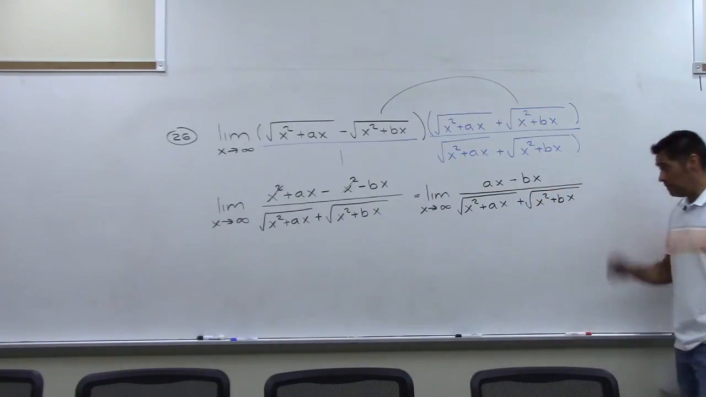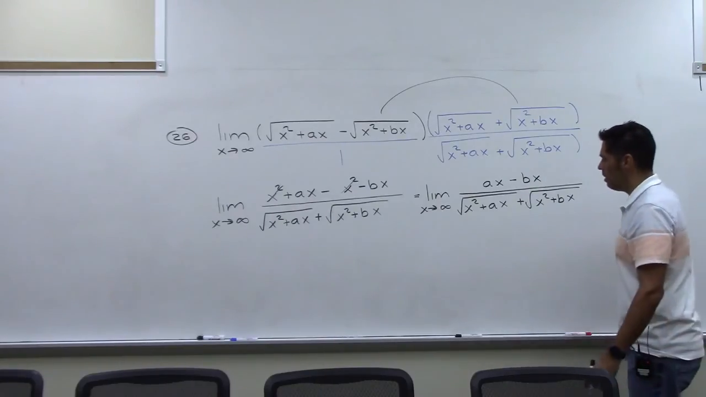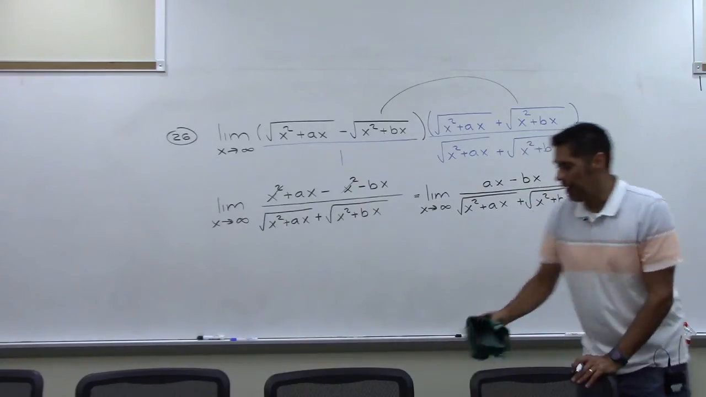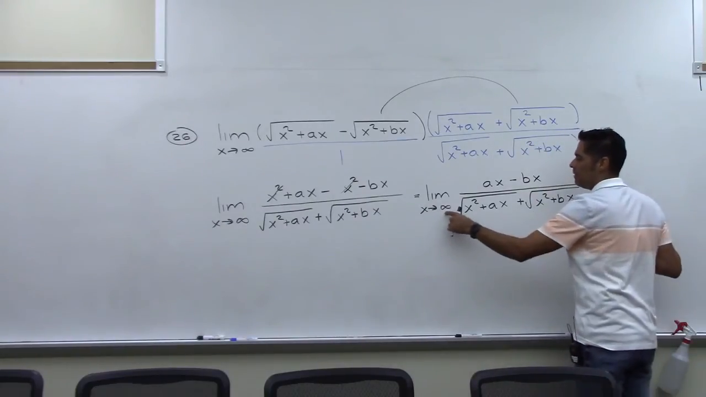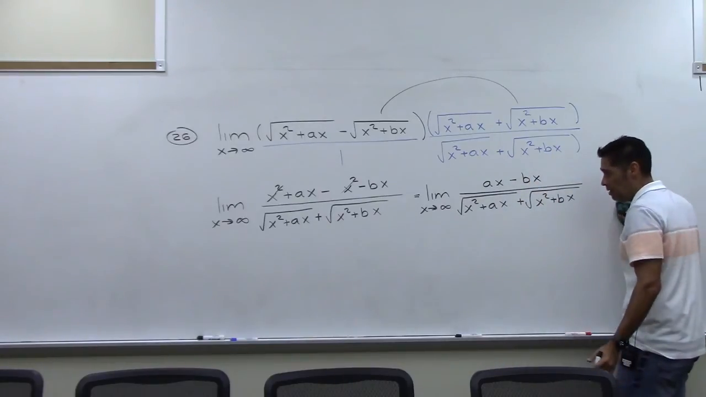All right, we are still in trouble. We need to somehow determine what this goes to. And if we try and let x go to infinity, we're going to get infinity minus infinity up here, and that means we still don't know what's going on.